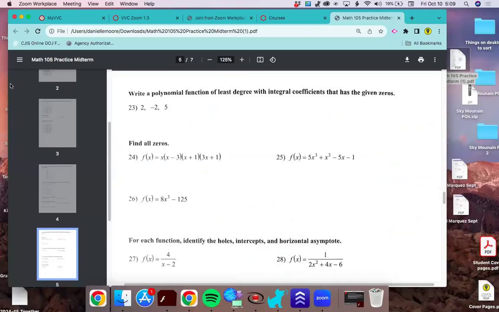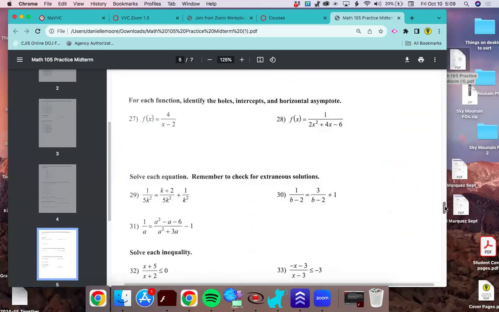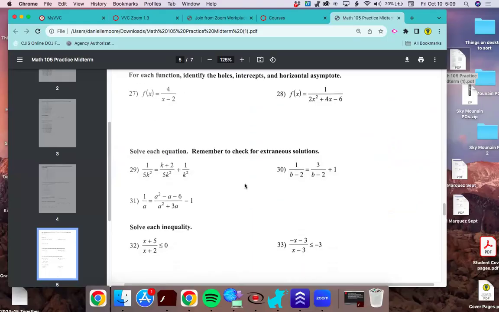Not much more, guys. See what else we've got. Identify the holes, the intercepts, the horizontal asymptote. Okay. If I were to see this one, remember, holes are something that make both the top and bottom 0 at once. There's no x minus 2 on the top or anything. So there are no holes in this one. None.